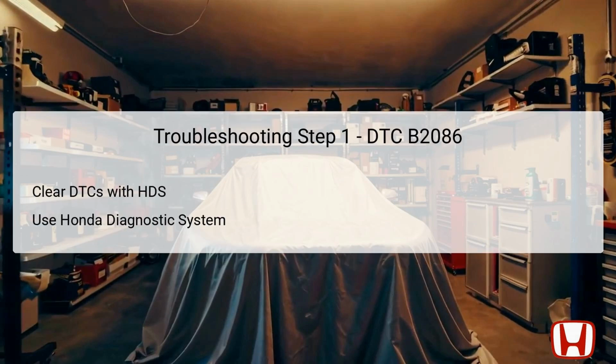The first troubleshooting step for addressing DTC B2086 is to clear the DTCs using the Honda Diagnostic System, or HDS. This system is essential for diagnosing various electronic faults within Honda vehicles, as it allows technicians to communicate directly with the vehicle's onboard computer. By clearing the fault codes, you can reset the system, which is crucial for identifying if the error was a one-time occurrence or a consistent problem.